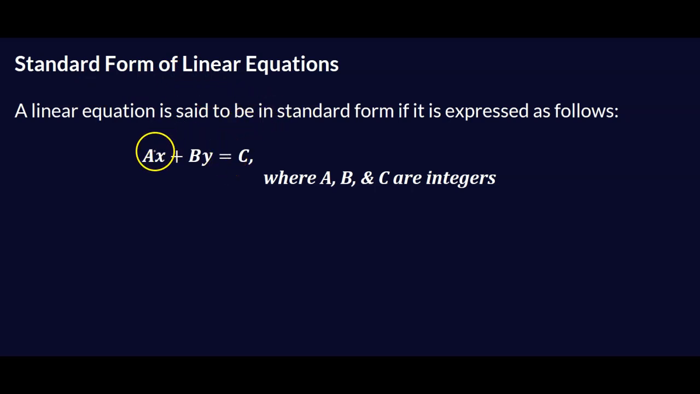Simply put, if your equation is written in this form, ax plus by equal to c, we have an equation in standard form. And we have to also remember here that a, b, and c have to be integers, which simply means they can be positive or negative, quote-unquote, whole numbers. So you could have any number that is positive or negative. You cannot have fractions or decimals with this form of linear equations.